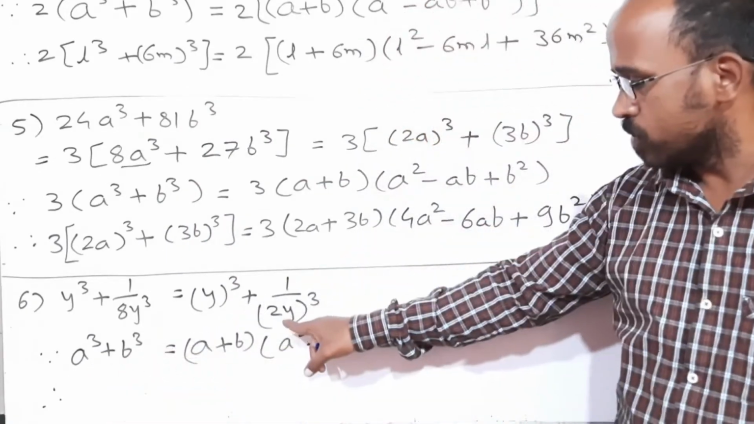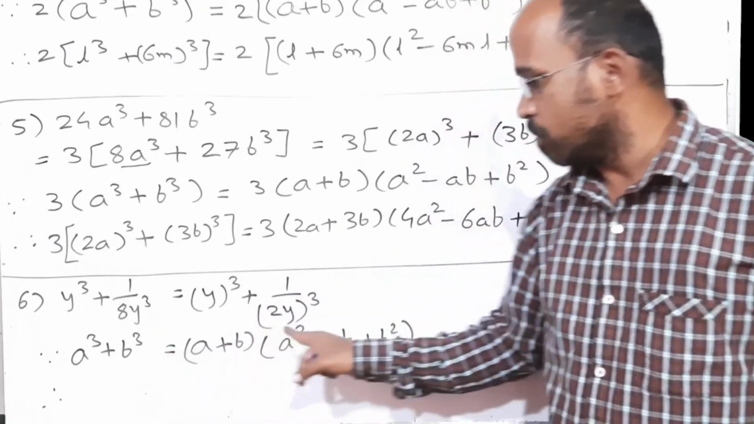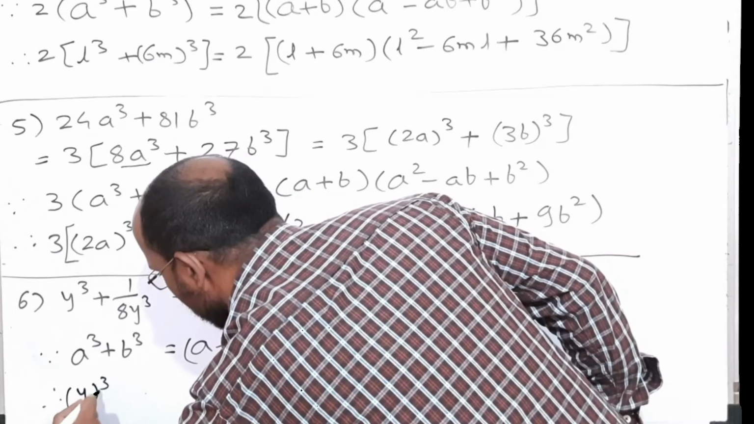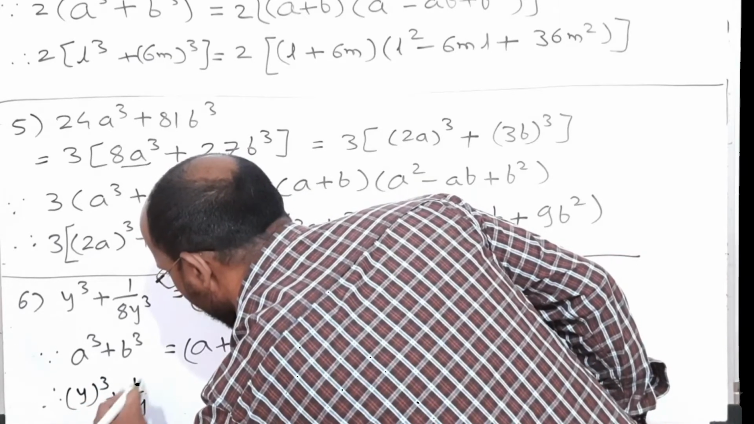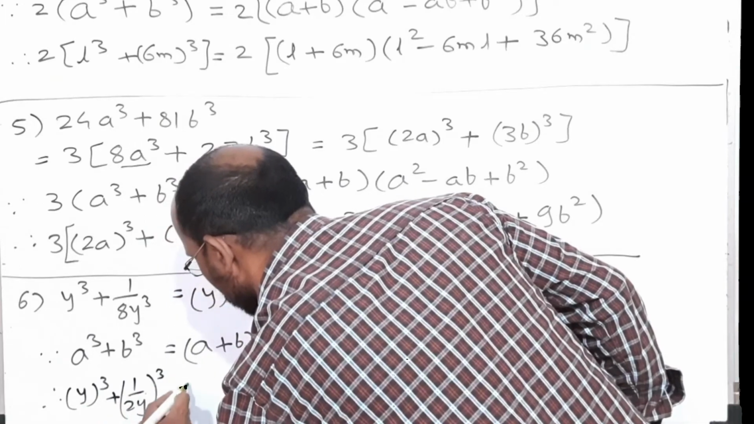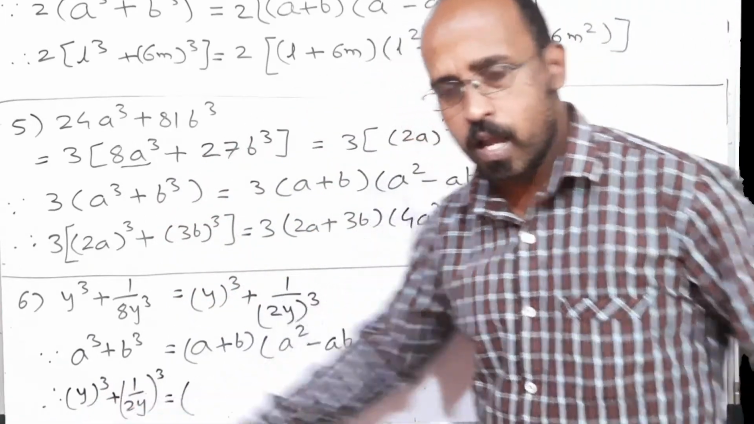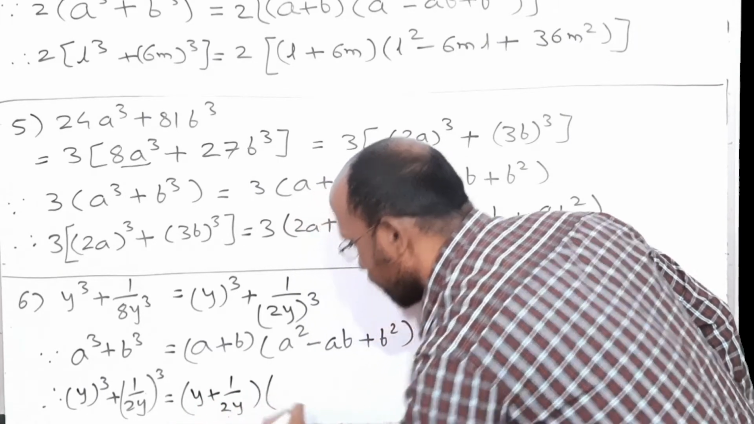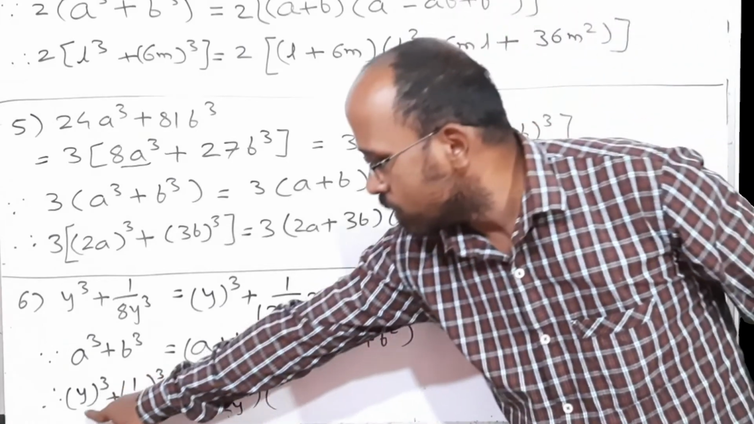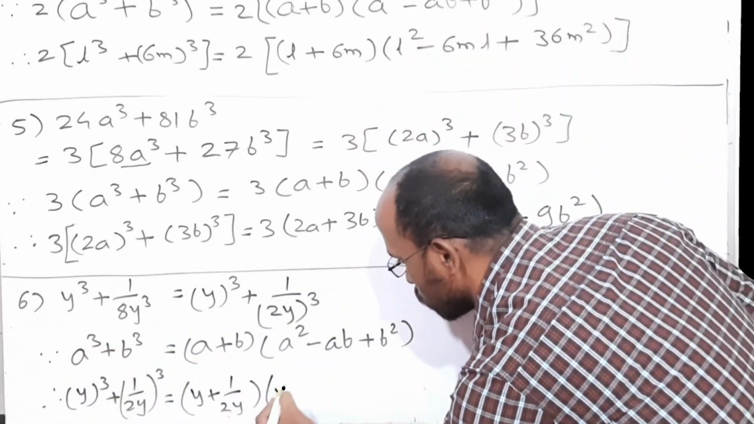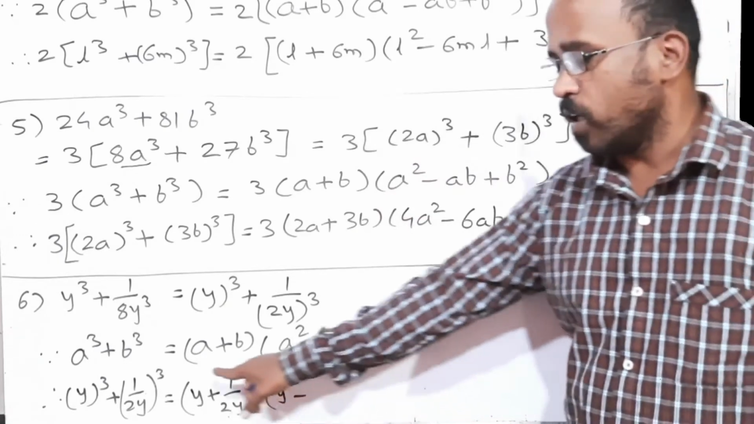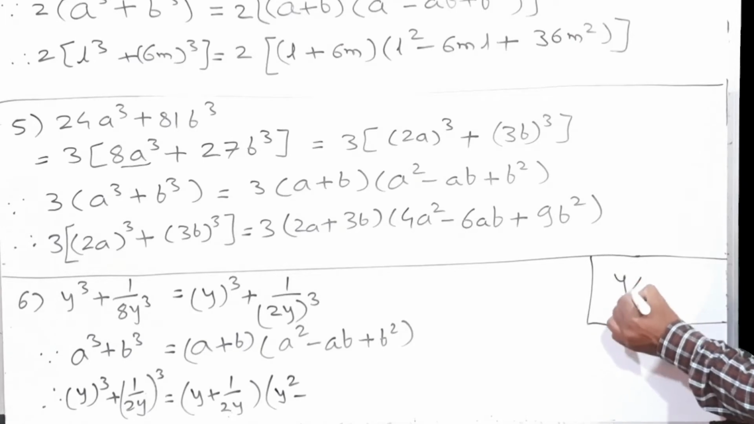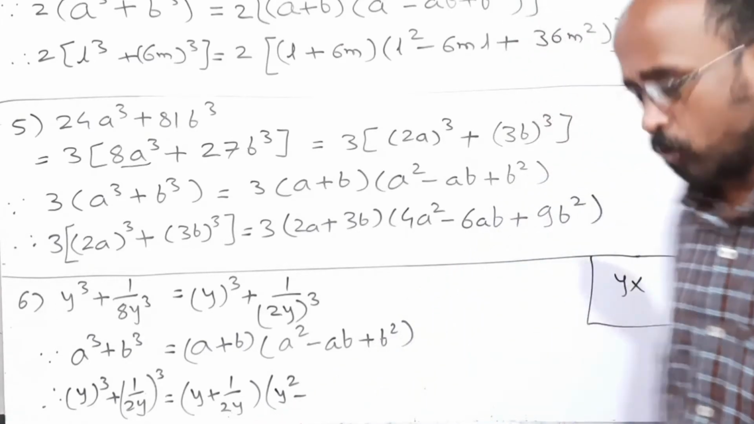At the place of a, which number we have to use? Y. At the place of b, which number we have to use? 1 upon 2y. So y cube plus 1 upon 2y cube is equal to, in the first bracket, a plus b means y plus 1 upon 2y. In the second bracket, a square means square of y, that is y square, minus a multiplied by b. What is a? A is y. Let's use some rough area. Y multiplied by b. What is b? 1 upon 2y.